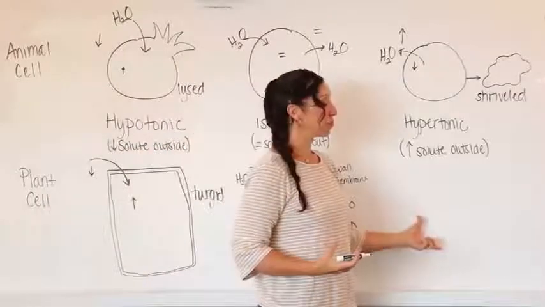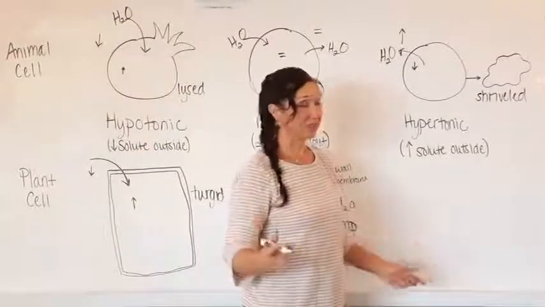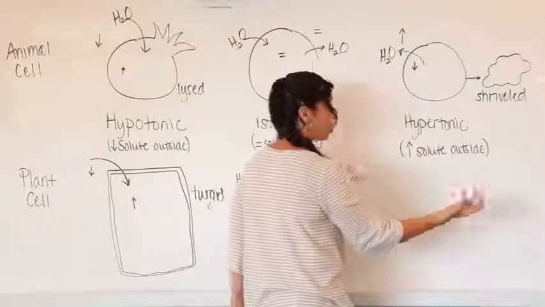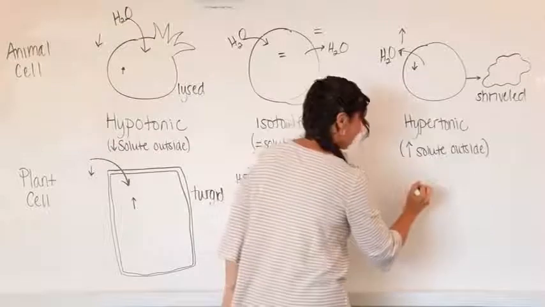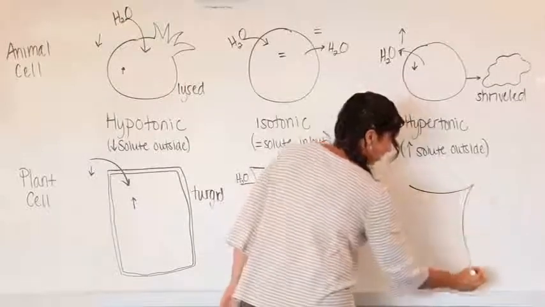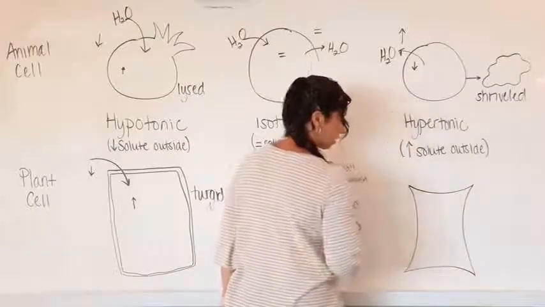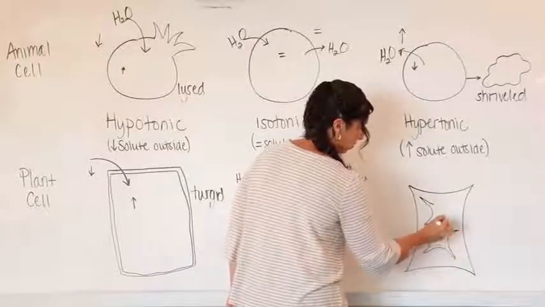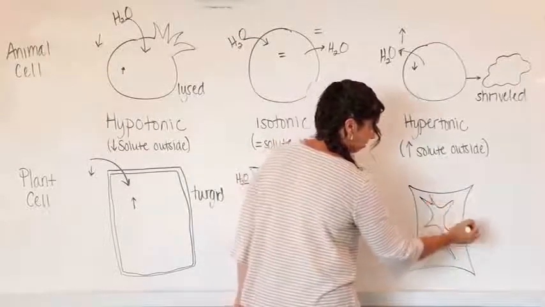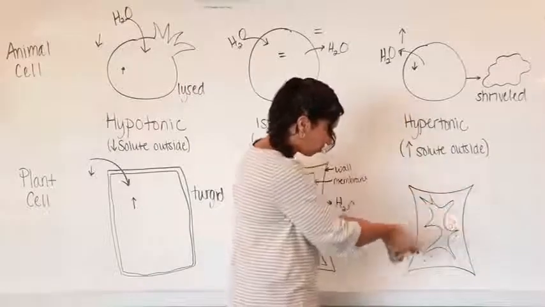A hypertonic solution for a plant cell is also just as bad. This is when water is leaving the plant cell. You can imagine that just doesn't make sense for a plant cell. It doesn't like that. And so even the plant cell wall starts to buckle in on itself, and the membrane starts to collapse, and the whole thing just starts to shrink in.